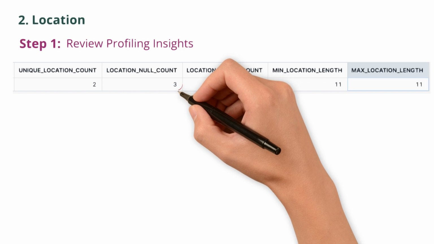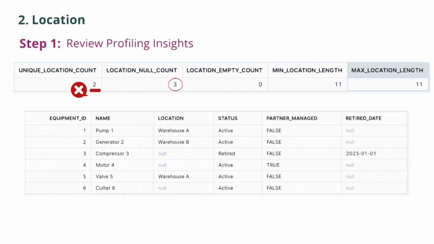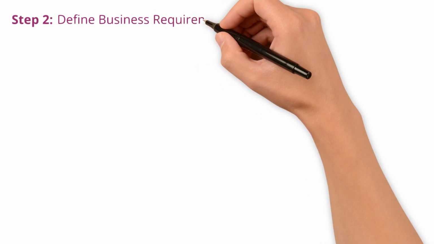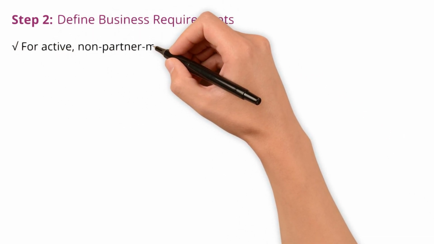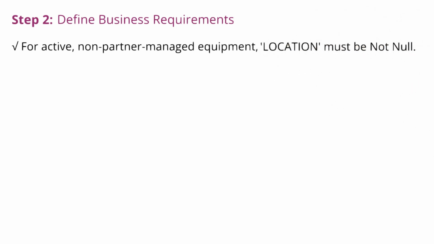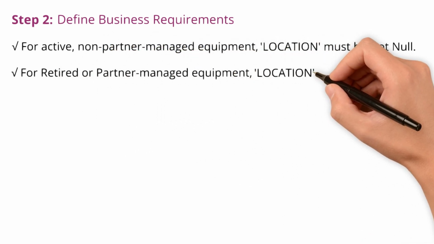Let's move to the next column, location. We're going to review profiling insights first. The location column contains some nulls. It's not unique, as multiple equipment entries can share the same location. Also, profiling revealed that nulls occur for either retired or partner-managed equipment. Based on these insights, now let's define business requirements. For active, non-partner managed equipment, the location column must be not null. For other cases, for example retired or partner managed equipment, location is null.